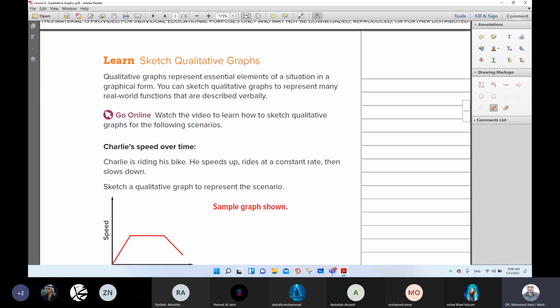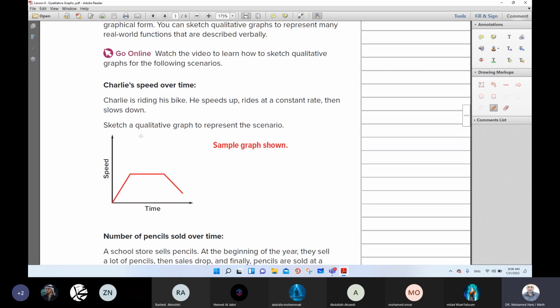The second idea in this lesson, sketch qualitative graphs. Qualitative graphs represent essential elements of a situation in a graphical form. You can sketch qualitative graphs to represent many real-world functions that are described verbally.